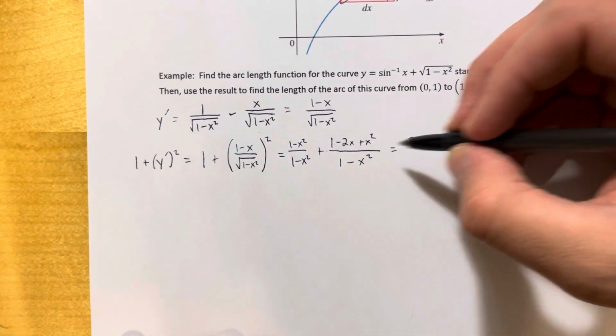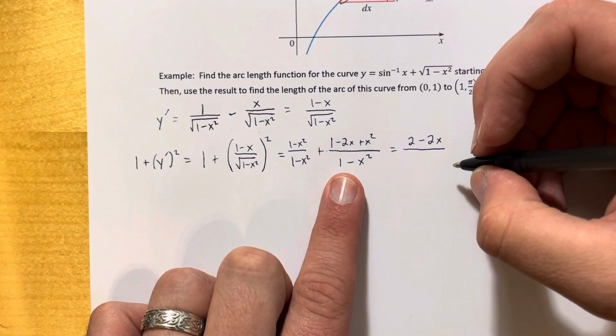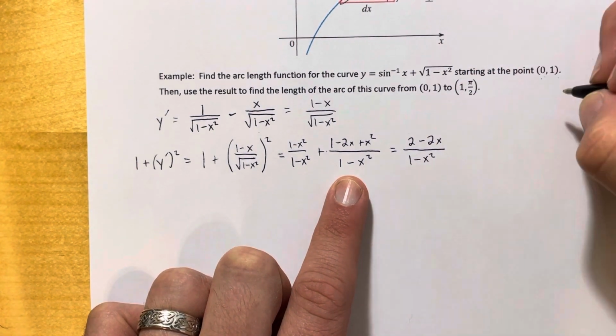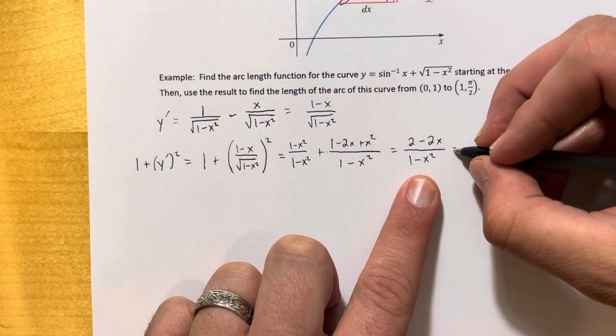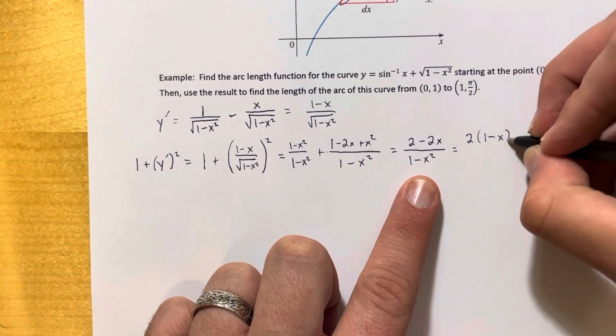And then my negative x squared and my positive x squared are going to cancel. I also noticed that, well, actually, let's do this in the next step. I have 1 minus x squared. I can simplify this even more. If I factor a 2 out of my numerator, I'll have 2 minus 1 over x.